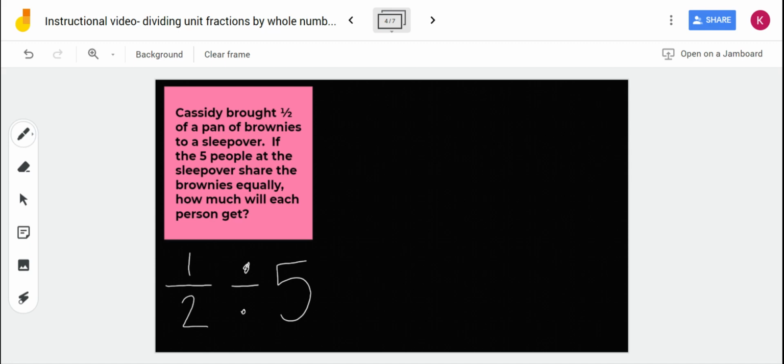When you go to write an expression to start with, you always need to think about what is being divided. That will help you decide, should the fraction come first or should the whole number come first? Don't look at the numbers, look at what those numbers stand for. So in this problem, we're going to take the half a pan of brownies and divide it between 5 people. So again, I'm going to start by drawing a model.